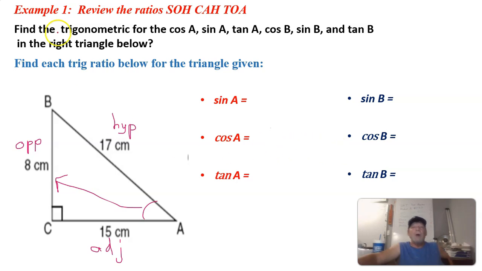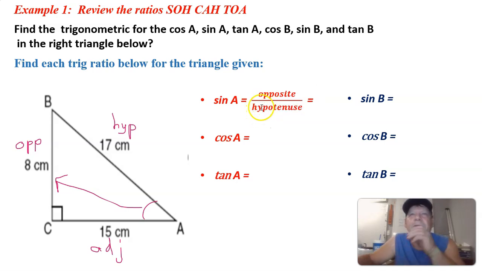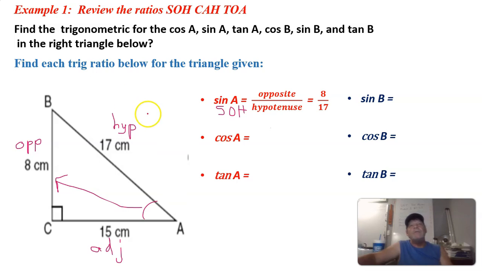Okay? So if that's what we've got, remember what the sine of A is. It's the opposite over the hypotenuse. You remember what the letters were? So the side opposite is 8 over 17. Now, it's that simple. When we're working later on, you'll be changing that to a decimal. The cosine is CAH.